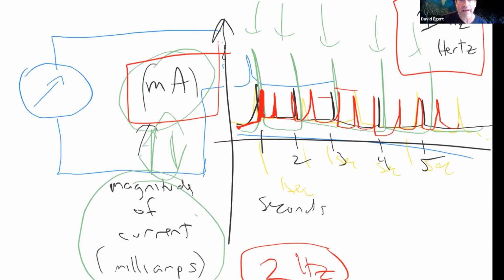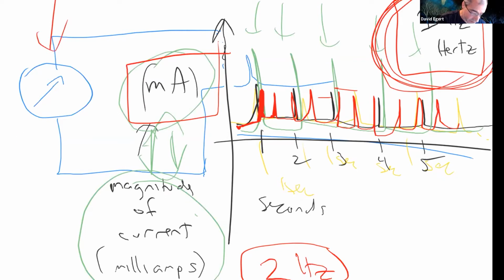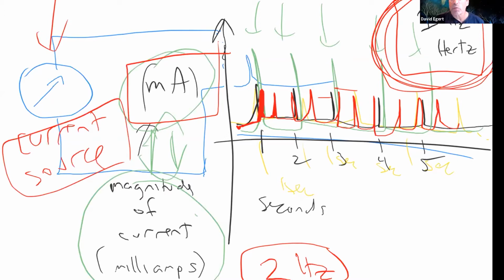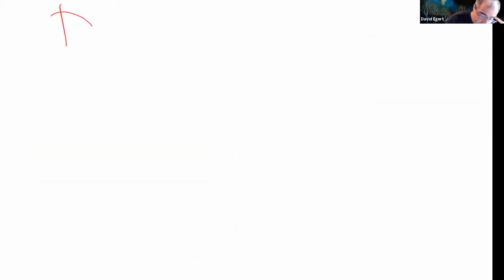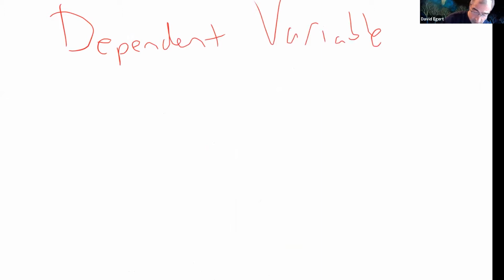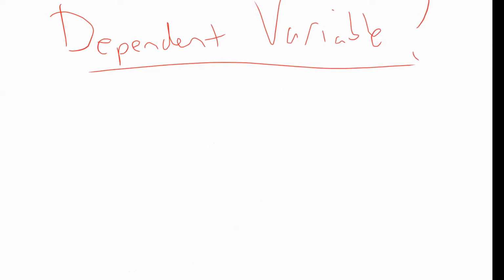So we have two independent variables. One is we're going to vary the frequency of our stimulus, how fast the pulses are coming out of our little current source. The other one is the location on the body that we're putting the two electrodes. All right, so what is our dependent variable? The sensory threshold. This is going to be that sensory threshold.